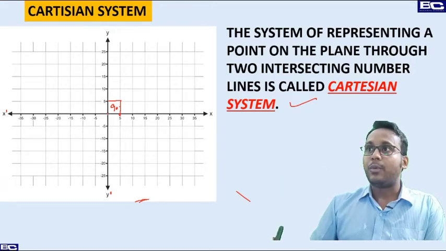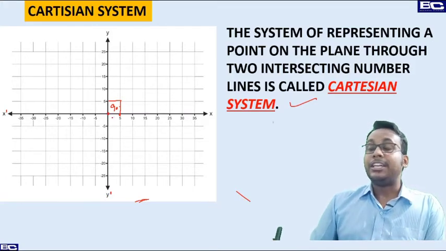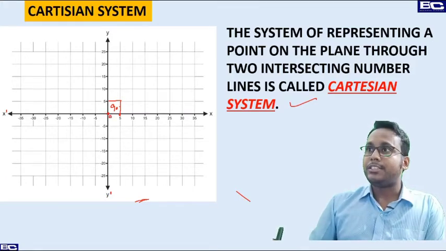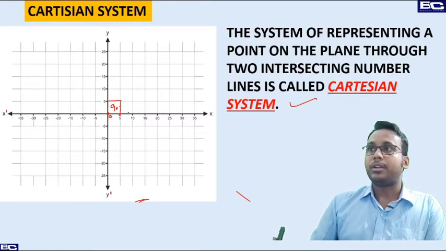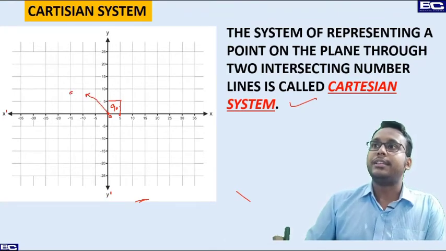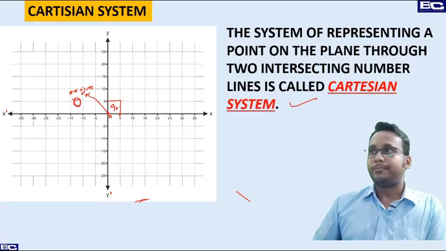And here one more thing, this particular point you can check out. This is the intersecting point. That intersecting point is 0. You can say that in a number line, that 0 part will be common for both the number lines, and it is called the origin. We will discuss that thing, origin. This is called the origin, or simply represented as O. Okay, so now we will discuss some basic points about this Cartesian system.